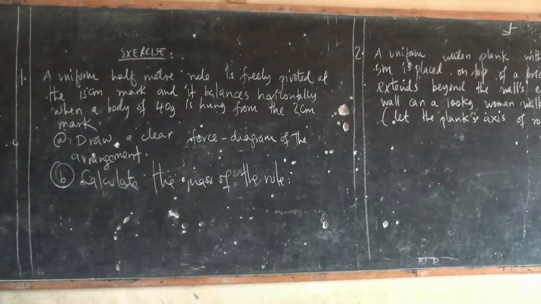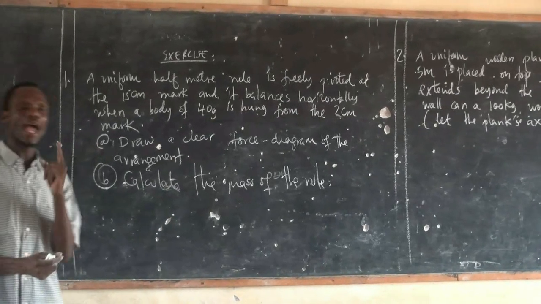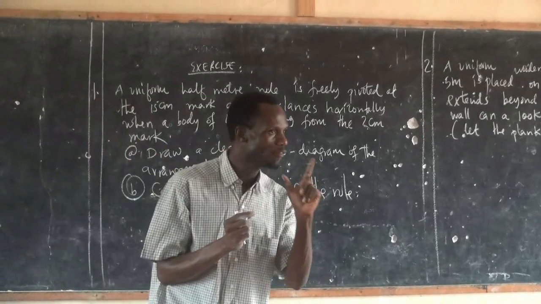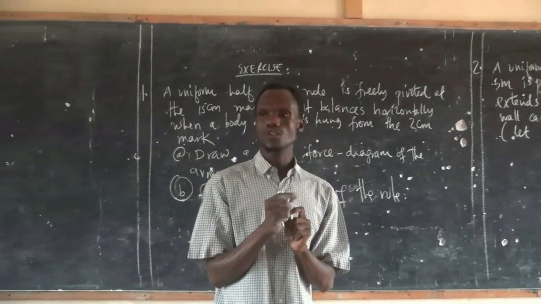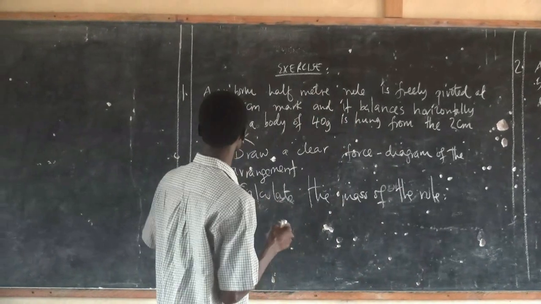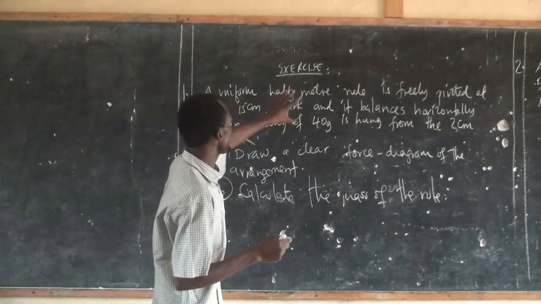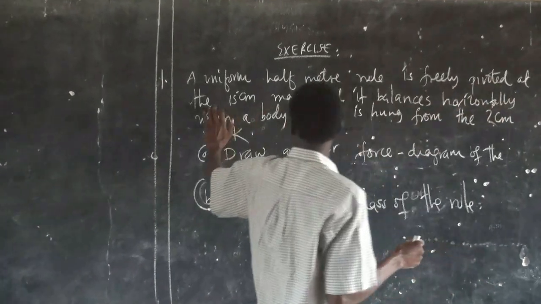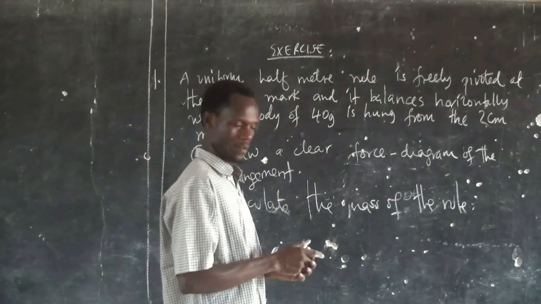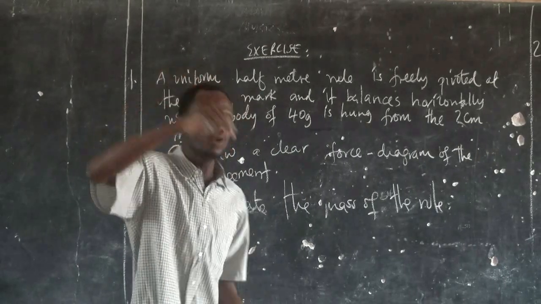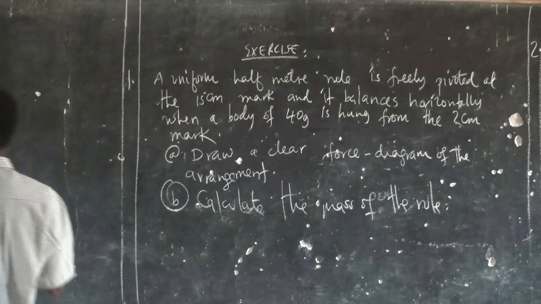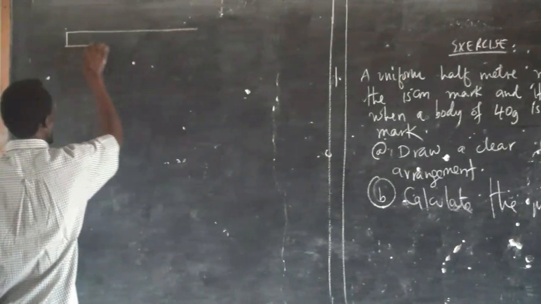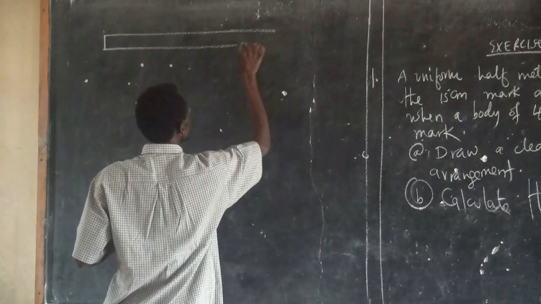Now, a uniform half metre rule. I told you every statement has got its meaning. Every statement has got its what? Meaning. So, whenever you are dealing with these questions, you have to know a uniform half metre rule is freely pivoted at the 15 centimeters. Half metre rule, it is half. Now, it is just moving from here up to here. If it is half metre rule, that is 50 centimeters.